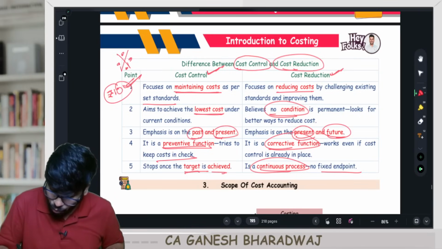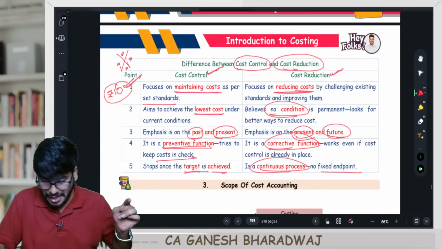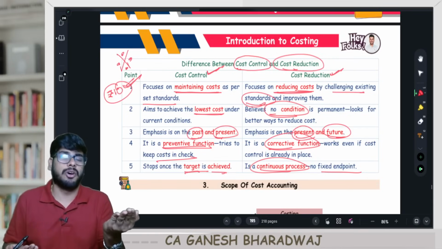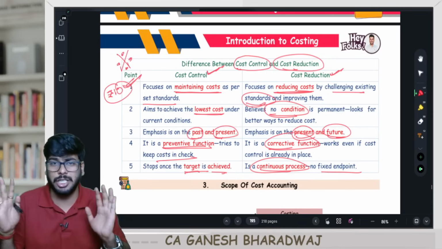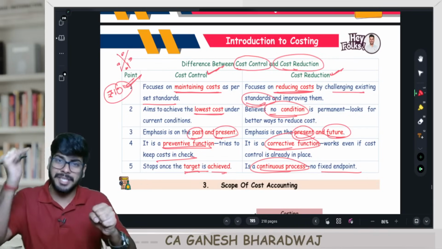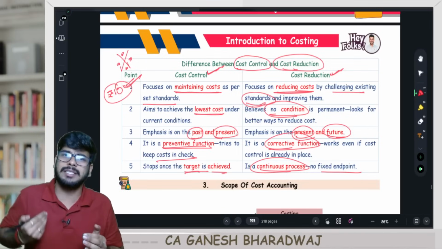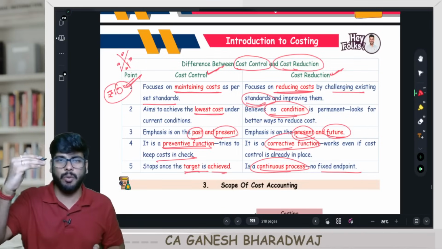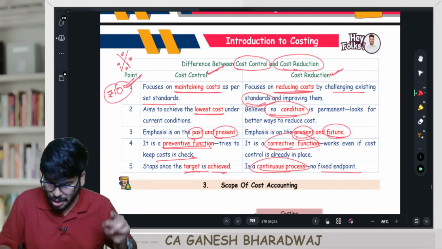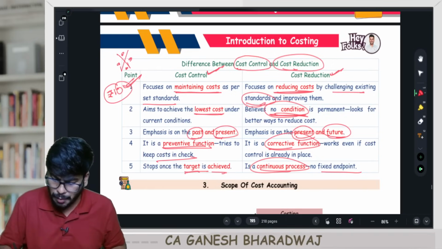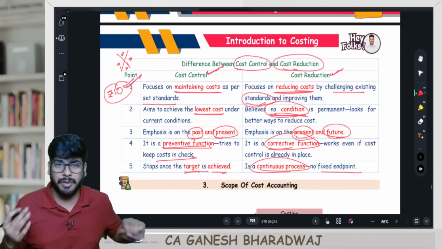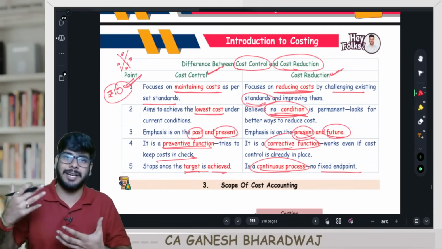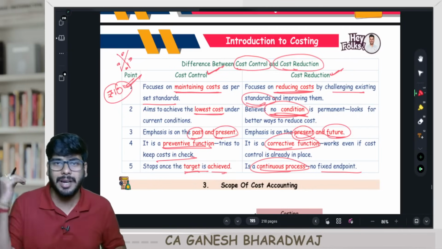Look at this. It focuses on reducing the cost by challenging the existing standards. Here, you don't compare your actuals with standards or standards with actuals. No, the standard is fixed, you go and challenge the standard itself. Let us look at some other ways of improving and controlling the cost, reducing the cost beyond what is set in the standards. It believes that no condition is permanent and looks for better ways to reduce it. Maybe this year you have reduced your cost. Maybe next year, further try to reduce it. Maybe is there a further technological upgrade where I can reduce it further? Are you clear with this?